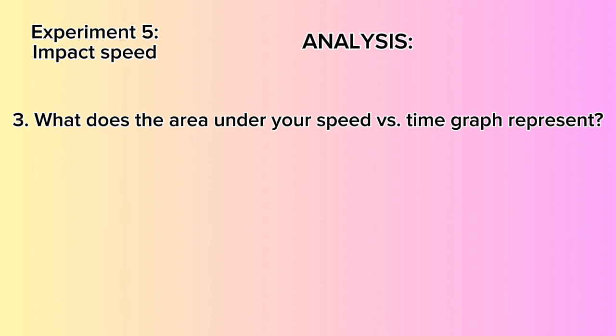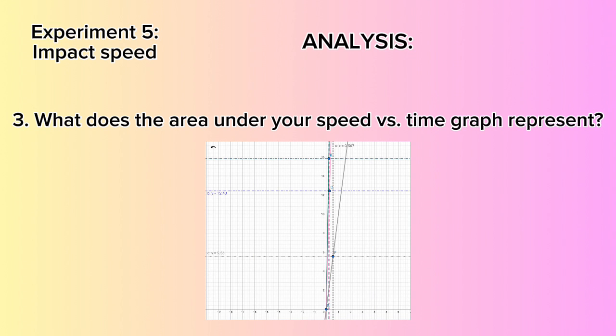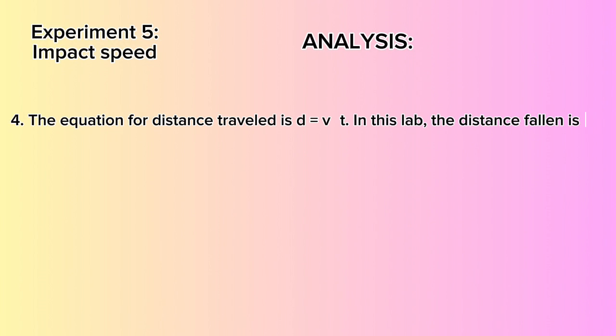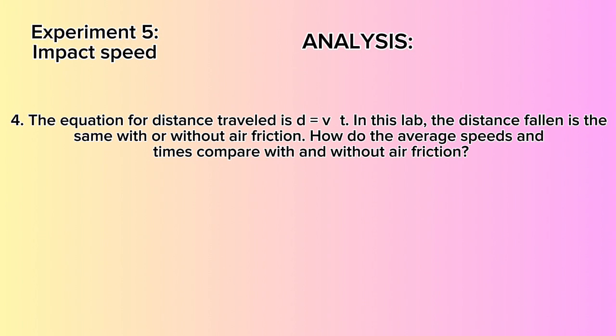What does the area under your speed versus time graph represent? The area under a speed-time graph represents the distance traveled by the object over the specified time interval. The equation for distance traveled is distance equals velocity times time. In this lab, the distance fallen is the same with or without air friction.